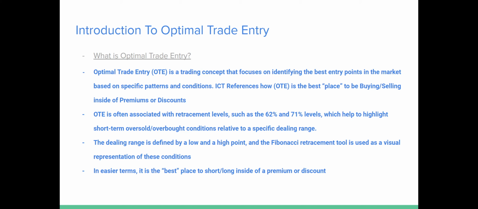ICT references how OTE is the best place to be buying or selling inside of premiums or discounts. OTE is often associated with retracement levels such as the 62% and 71% levels, which help to highlight short-term oversold or overbought conditions relative to a specific dealing range. The dealing range is defined by a low and a high point, and the Fibonacci retracement tool is used as a visual representation of these conditions. In easier terms, it is the best place to short or long inside of a premium or discount.